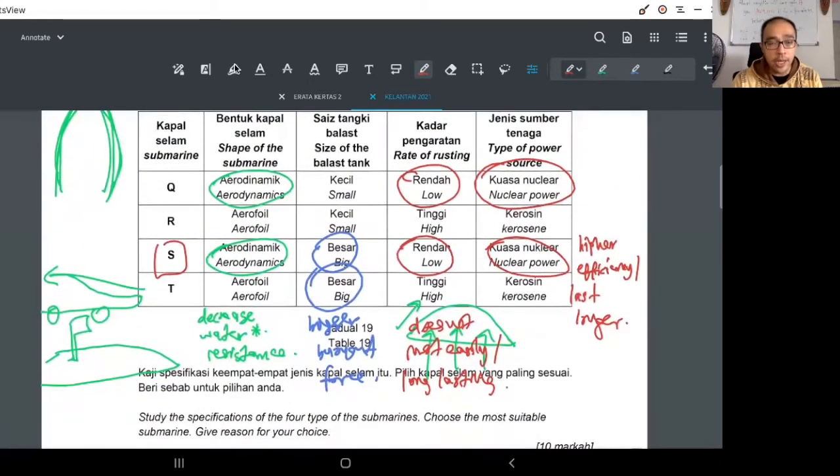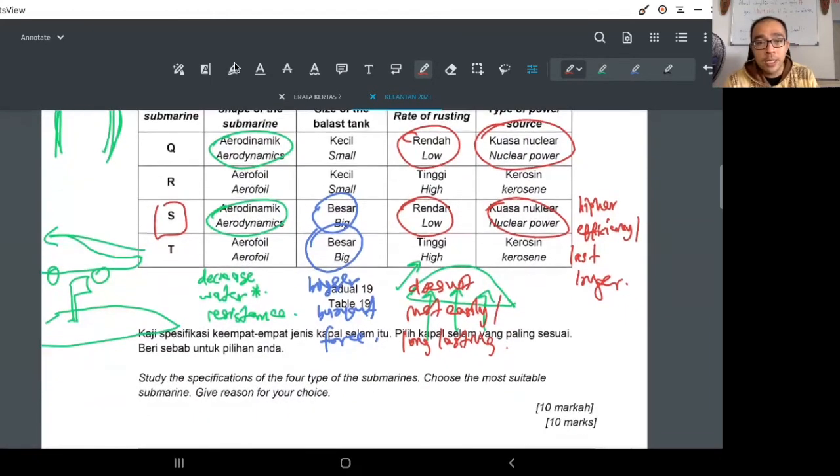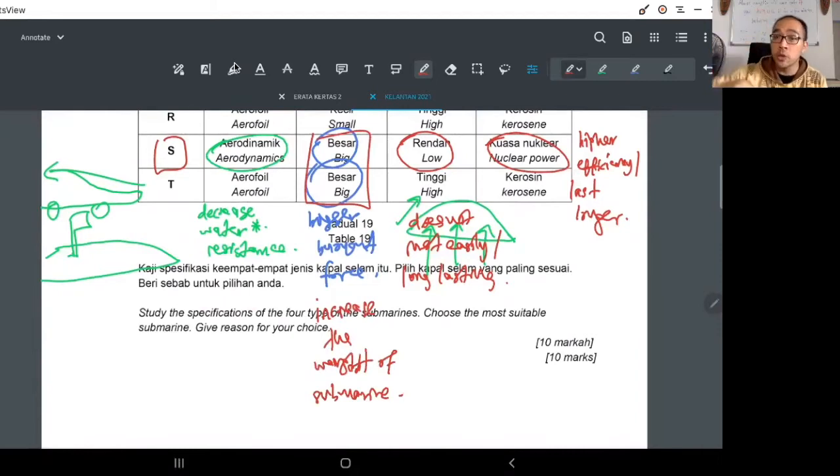Sorry, I just want to mention one thing. Size of the ballast tank. Actually, when I think about it, yes, it provides a bigger buoyant force. But I also think that when you have a big ballast tank, to increase the weight of the submarine is also a good answer. Because you want it to go deeper.